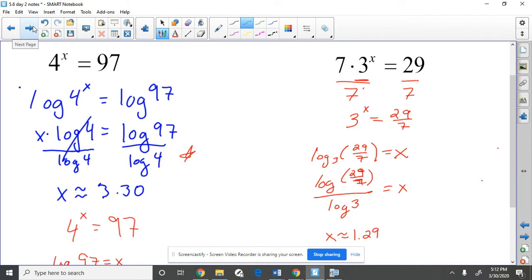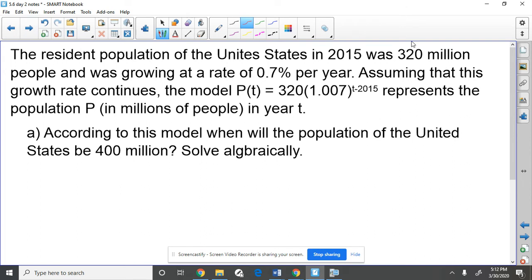We're going to use this method to do a couple word problems. These are word problems where you're given a situation that has an exponential equation in it. In this problem, we're given that the resident population of the United States in 2015 was 320 million people, and it was growing at a rate of 0.7% per year.